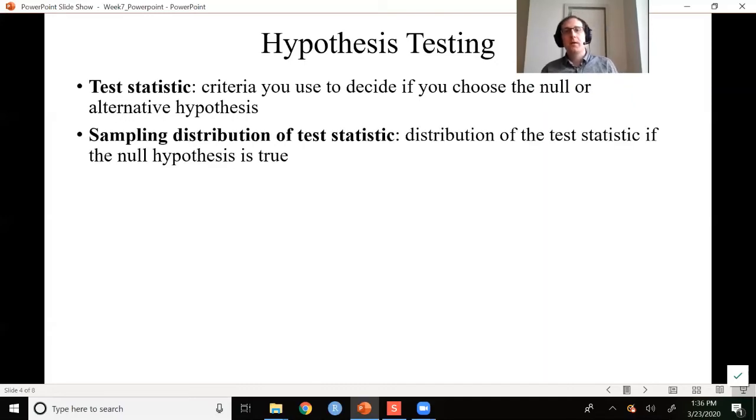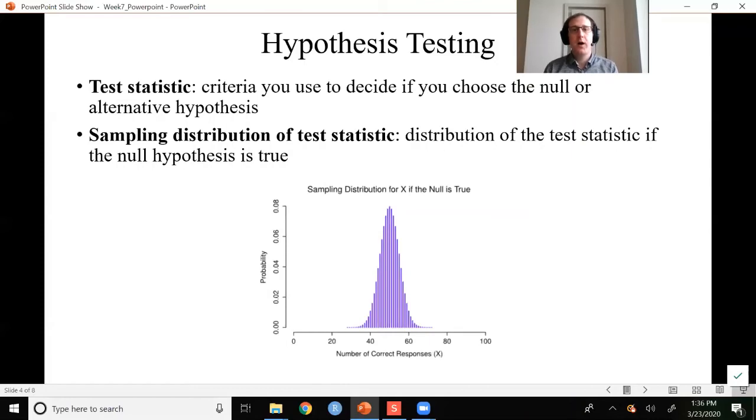So there's always going to be a distribution of that test statistic. There is what's referred to as the sampling distribution of the test statistic, which is if you imagine that the null hypothesis is true, that there's no difference, just by random chance, it's usually going to be right near the middle, and sometimes it's going to be higher, sometimes it's going to be lower, like we were talking about with binomial and normal distributions.